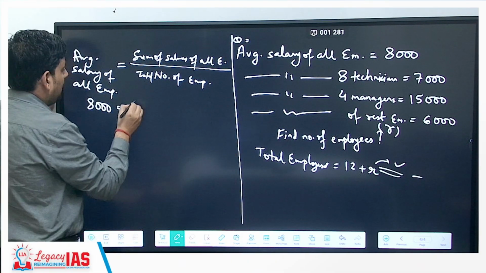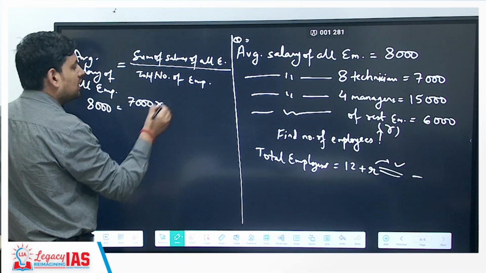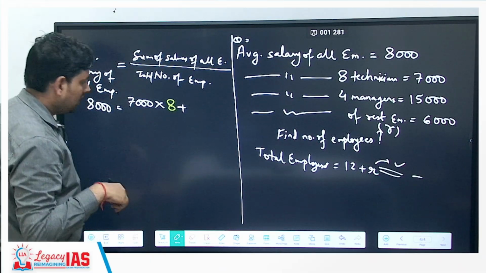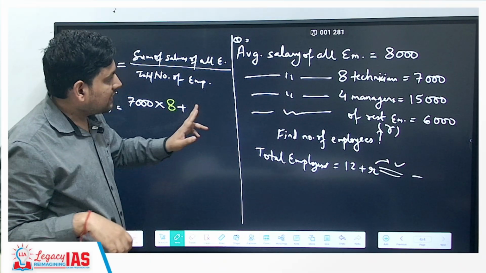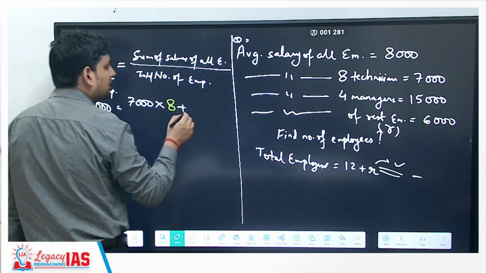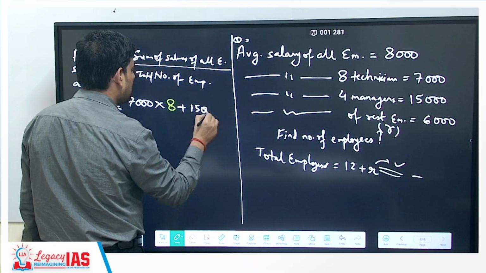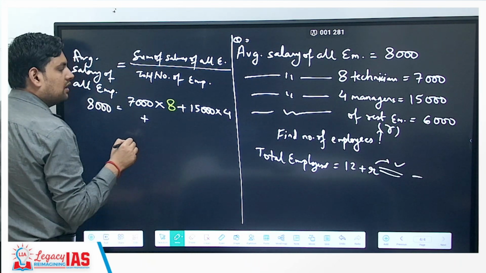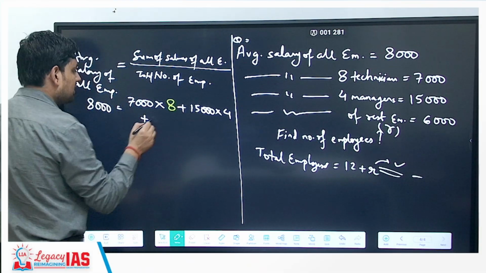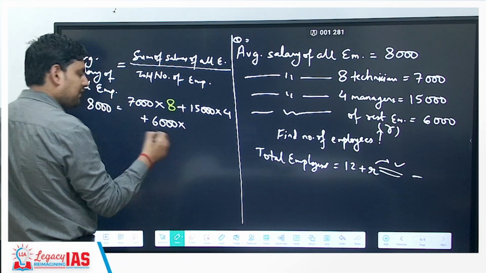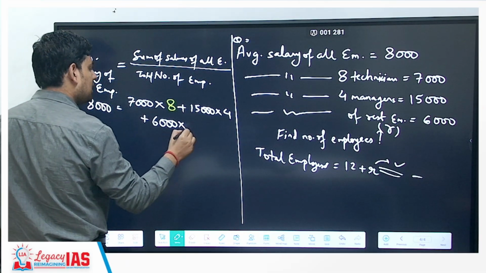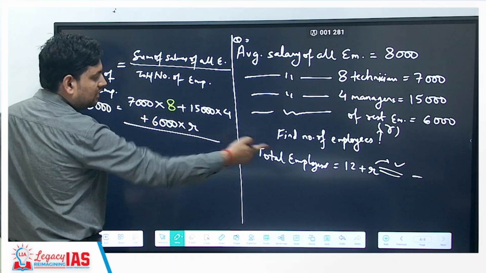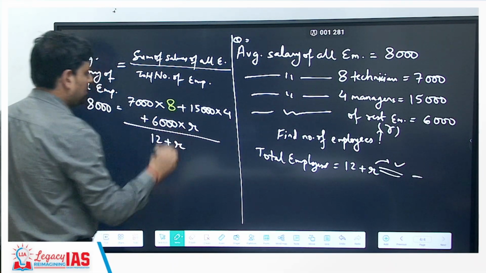So I will write first the total salary that has to be paid to the technicians. Average is 7,000 into how many technicians? There are 8 technicians. So 8, then plus. Next is managers. Salary is 15,000. There are 4 managers. Then next, what is the average of the rest of the employees? 6,000. How many employees have this average salary of 6,000? R. Now this sum divided by total employees is what? 12 plus R. That's it.